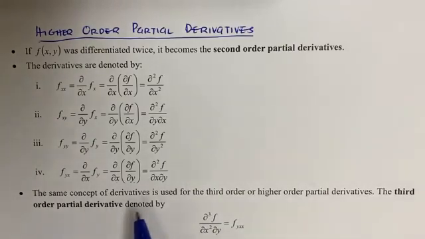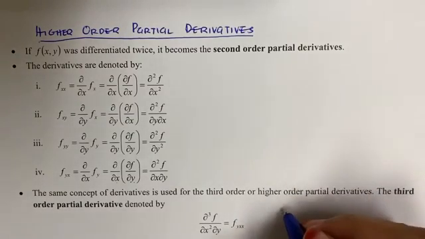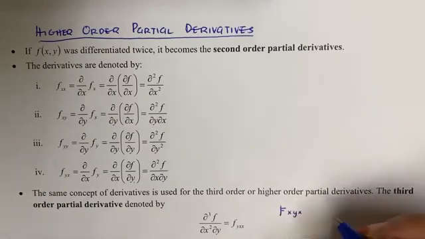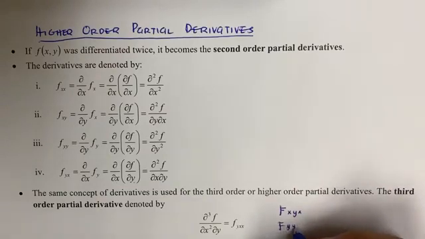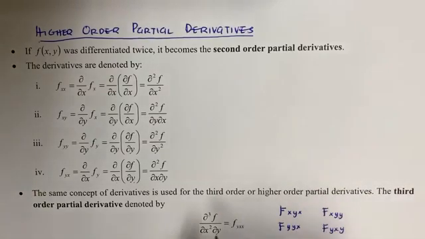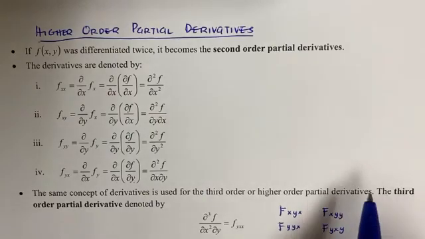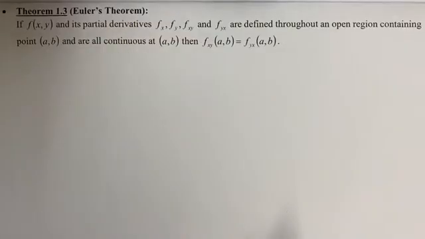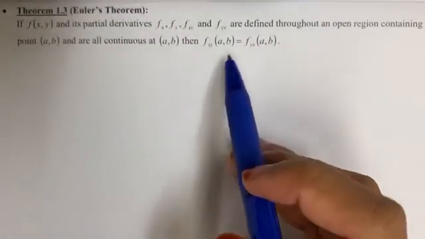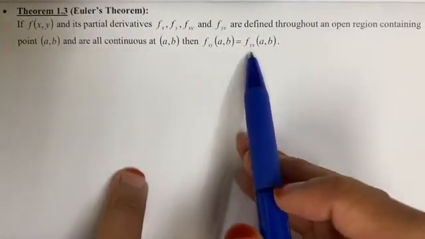The third order partial derivative is denoted by this one. So this is just one example. You can have f_xyx maybe, or you can have f_yx. You can have f_xyy. You have f_yxy instead of this f_yxx. You can have a lot of combinations for the third order and the fourth, fifth, and the higher order of partial derivative. And later on, you will find that some of f_xy is equal to f_yx.